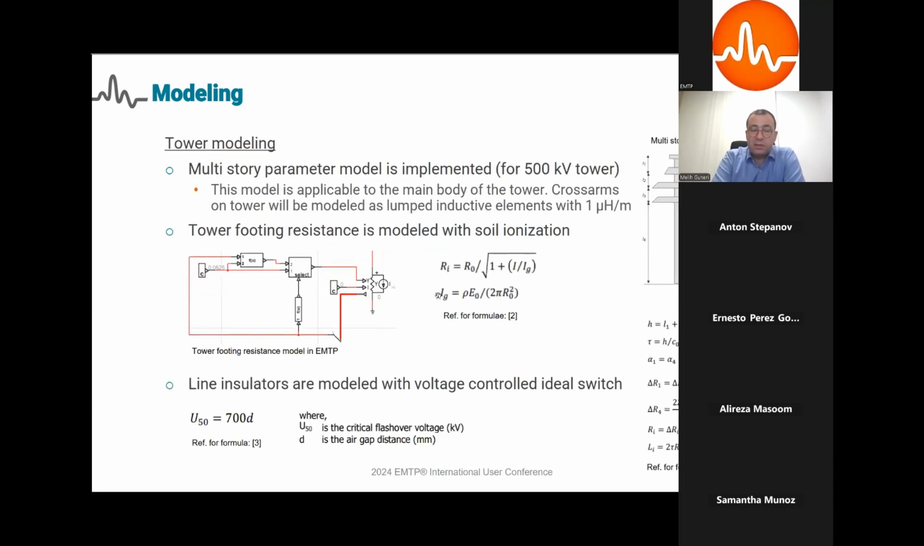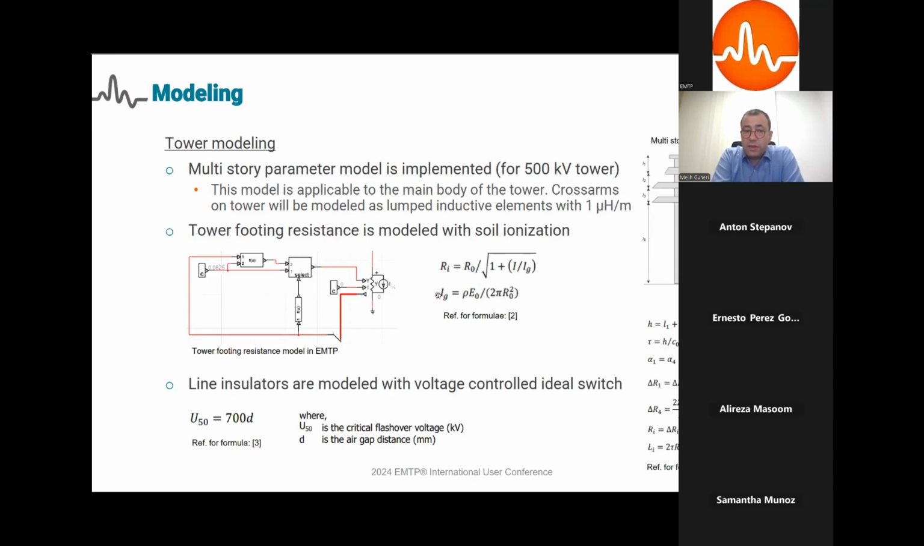Okay, then the remaining parts of the modeling, let me go through it very shortly. The tower model: since it is a 500 kV substation, a 500 kV system, the tower was a large one, so a multi-story parameter model is implemented, which is given in IEC 60071, and this model is applicable for the main body of the tower. So cross arms need to be calculated with a lumped inductive element of 1 microhenry per meter.